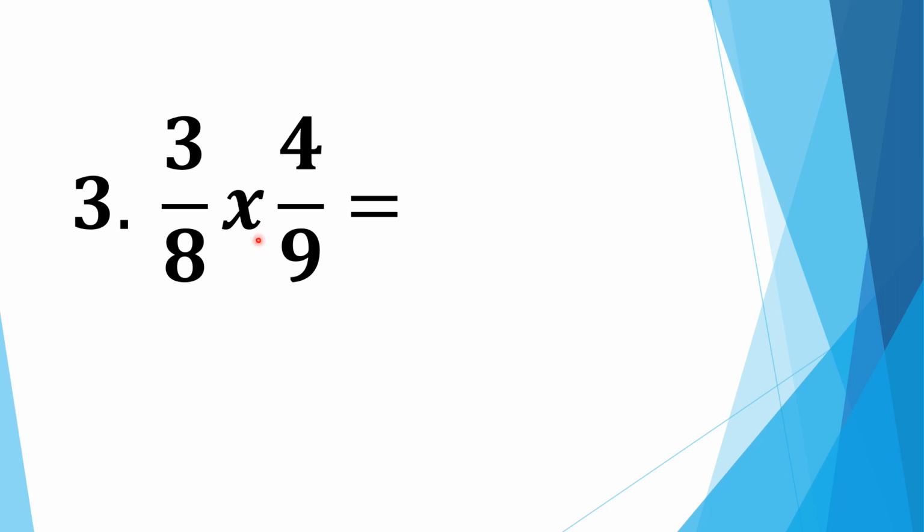Greatest common factor of 3 and 9 is 3. Let us divide 3 and 9 by 3. 3 divided by 3 is equal to 1. 9 divided by 3 is equal to 3. Let us divide 4 and 8 by its greatest common factor, 4. 4 divided by 4 is equal to 1. 8 divided by 4 is equal to 2.